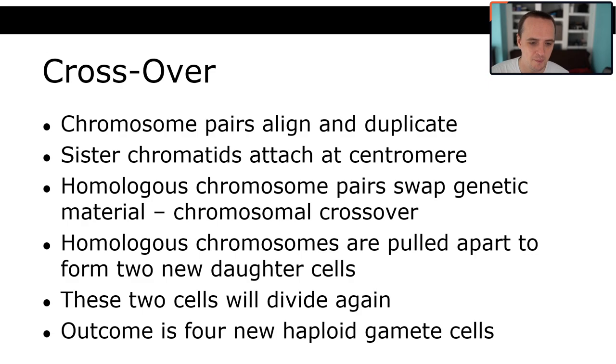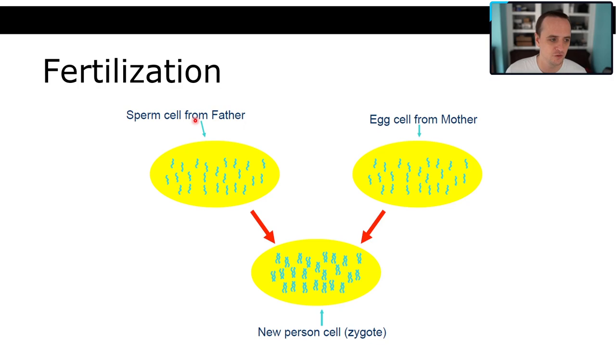So here's the fertilization process. You've got the sperm cell from the father. You've got the egg cell from the mother, and you combine these. You see here, these are single, you combine them, and now you have a new person with all the pairs, okay? But essentially, these from the father and these from the mother are going to combine in a process called crossover.